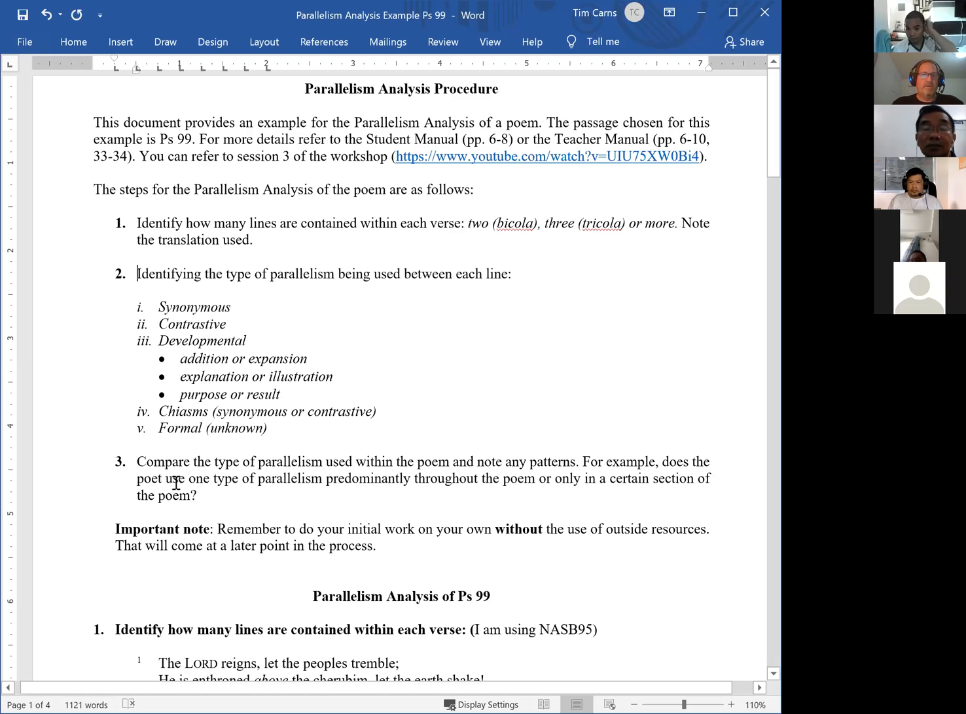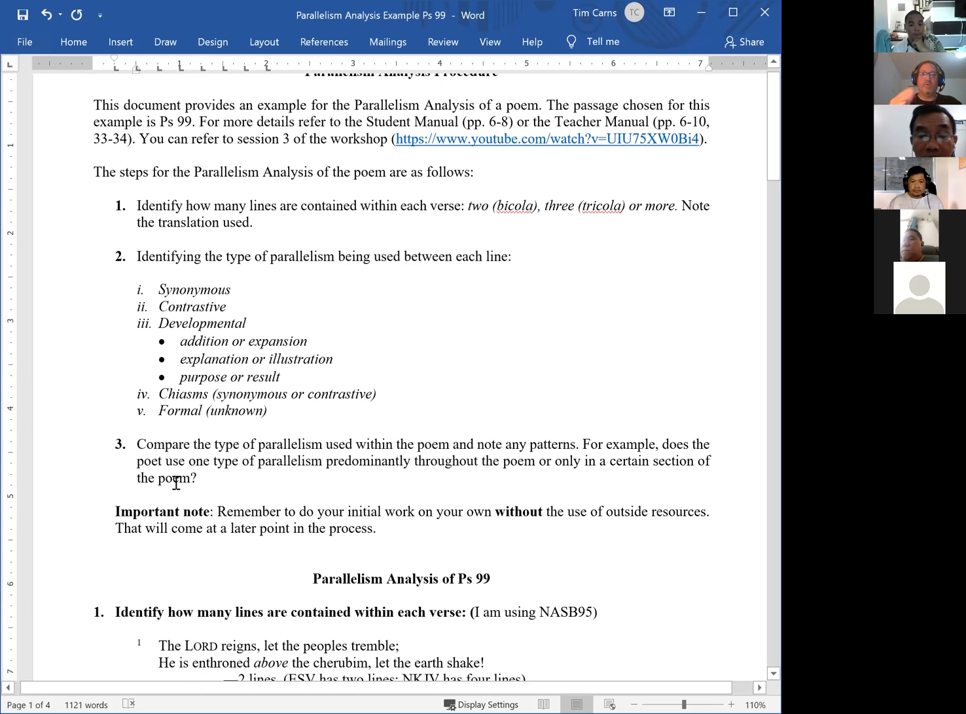All right, so let me just show you real quickly from Psalm 99 that I have in the notes. And if you have any questions along the way, just ask. And then we'll get to your specific questions on your passages if you have any.